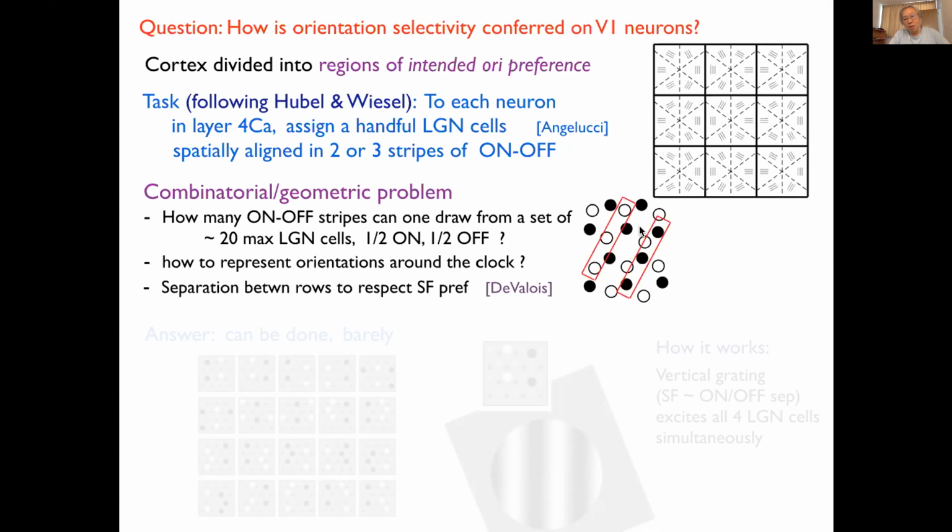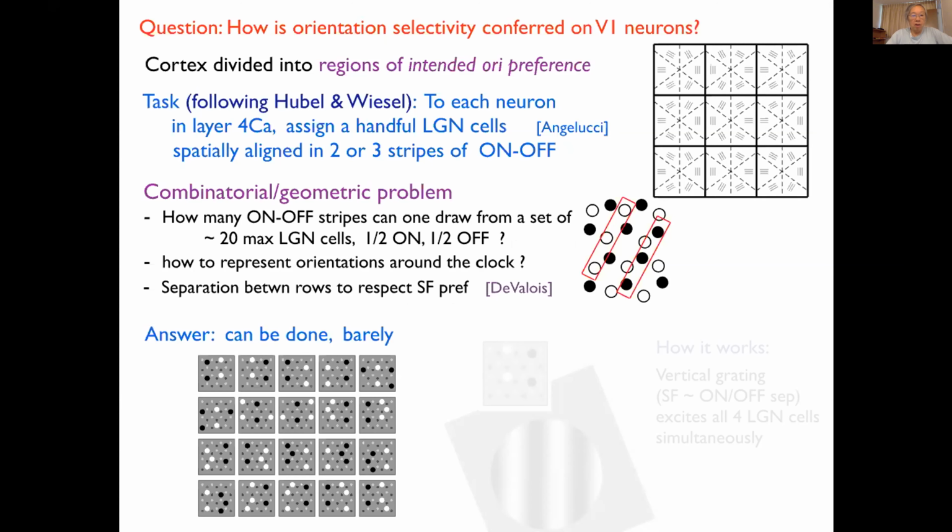You can see that it's really not so easy to draw. I can draw a horizontal one easily, but there are not that many angles that you can draw from. It's very, very discrete. And how do you represent orientations around the clock? There's another issue: the distance between the on and off rows has to respect certain laws that show up in the spatial frequency preference. So the answer is it can be done, but barely. And here are some example stripes that we have.